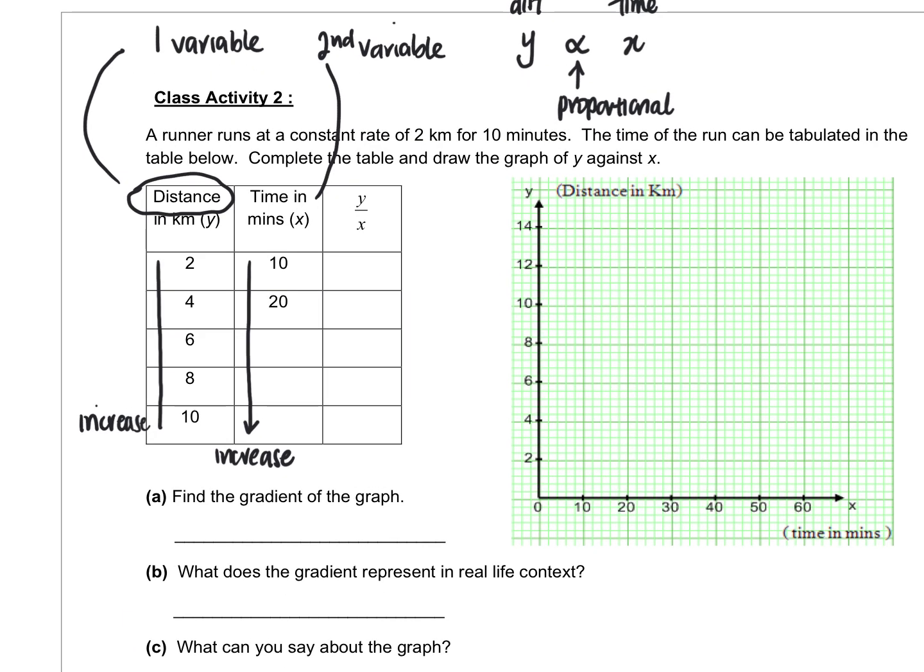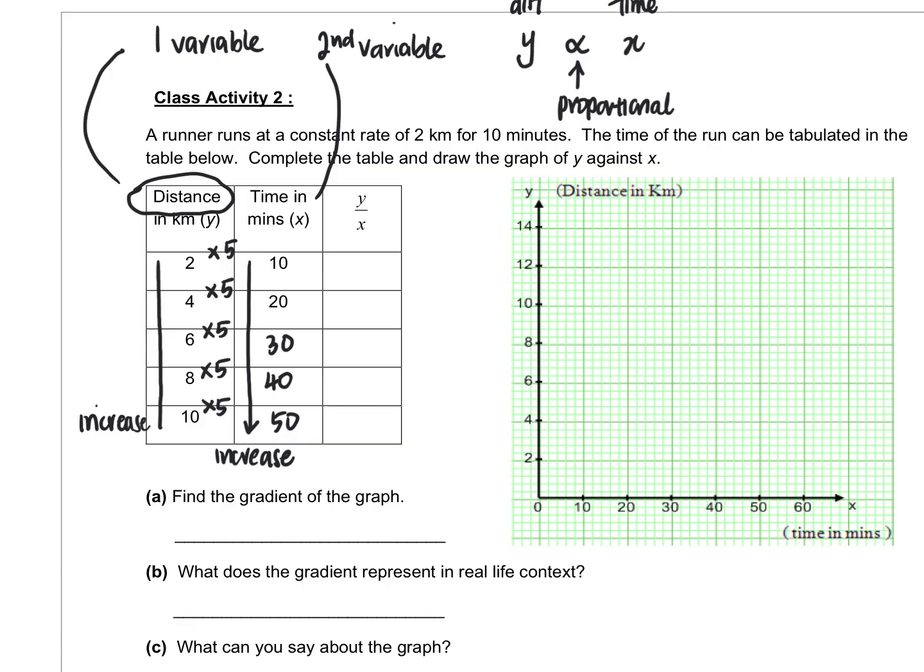If distance is 2, then it takes 10 minutes. If distance is 4, it takes 20. Distance is 6, it takes how long? 30. Why? Because it seems to be always times 5 here, right? So 30, 40, times 5, 50. Okay, so this is the proportion.